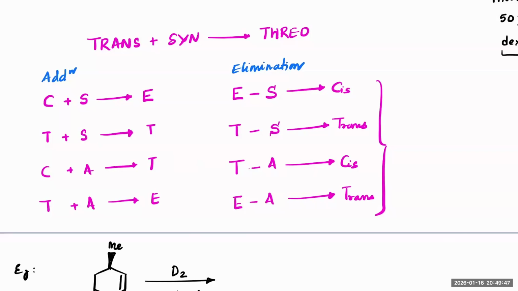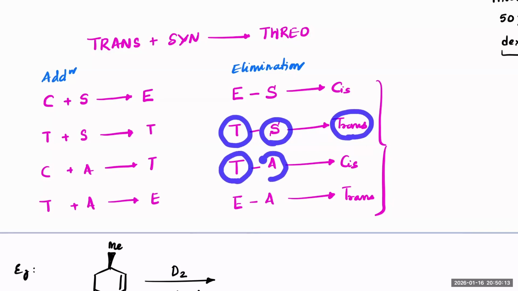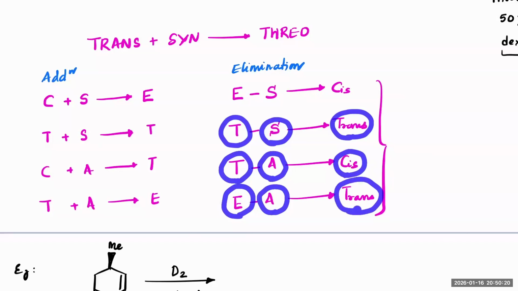Elimination will also follow exactly the same coding, but in the reverse direction. Suppose I already have an erythro reactant this time, and I'm making a syn elimination. That means I'm trying to remove the hydrogen, remove the molecules out of it. You will end up getting cis. If you have a threo and you make a syn elimination, you will get trans molecule. If you have a threo reactant and make an anti-elimination, you will get cis as a product. If you have erythro and make an anti-elimination, you will get trans as the product.